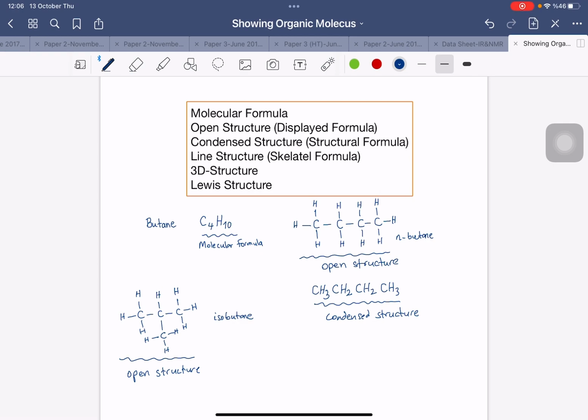Sometimes, if there is a repeating unit, we may further condense this structure. CH2 is repeating. I could write this like this one. This is also a condensed structure of N-butane.